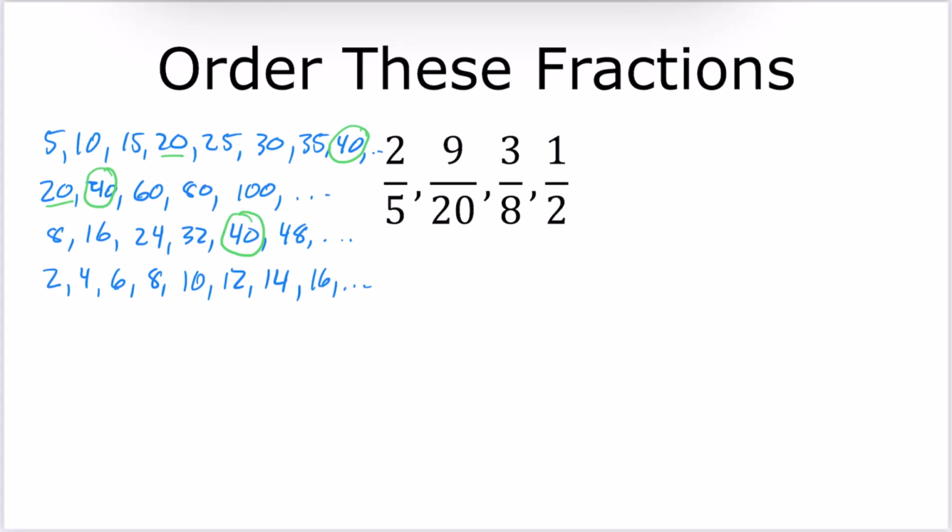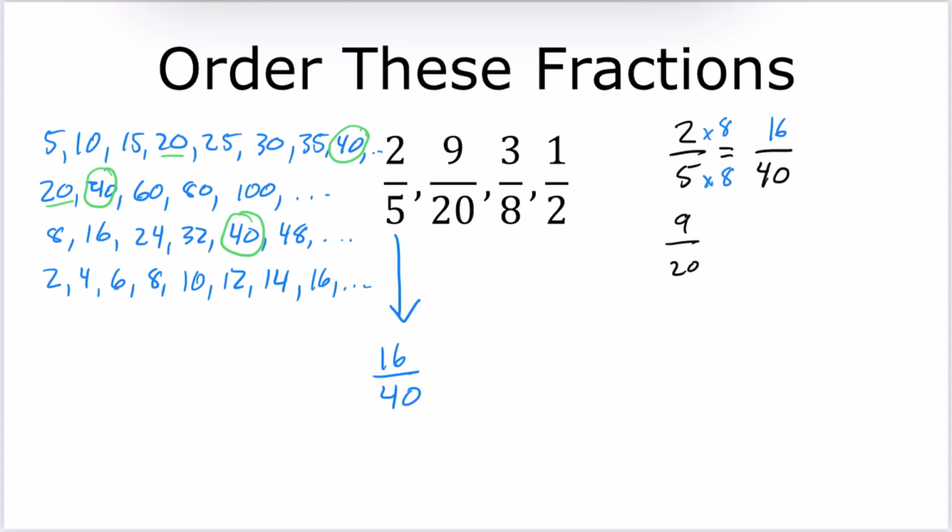So I'm going to say, okay, well, if I have 2/5 and I want to make that into a common denominator of 40, well, I know that 5 times 8 equals 40, and 2 times 8 equals 16. So the fraction 2/5 is equal to 16 over 40. Then I can say, okay, well, if I have 9 over 20, that's going to equal how many 40ths? Well, 20 times 2 equals 40. 9 times 2 equals 18. And so 9/20 equals 18/40.